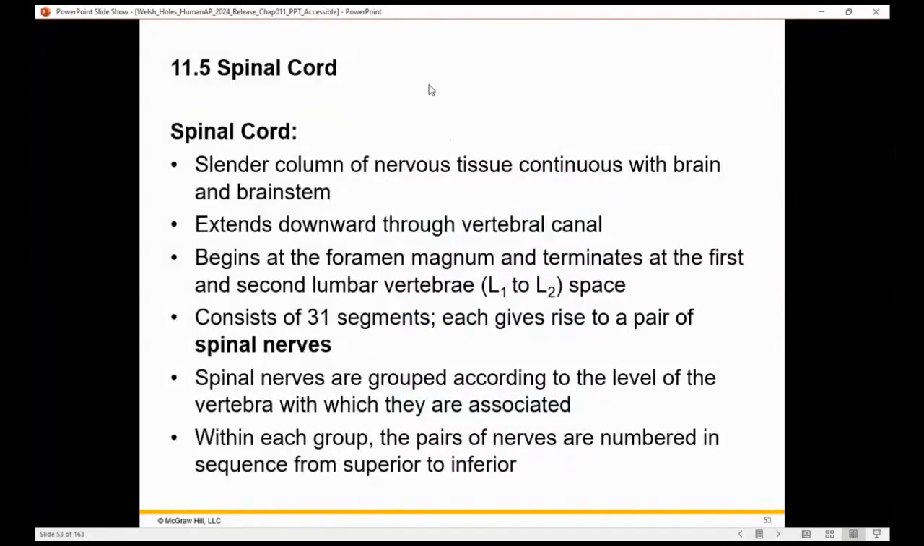Okay, moving down to the spinal cord. This is a slender column of nervous tissue continuous with the brain and the brainstem. It extends downward through the vertebral canal and begins at the foramen magnum at the base of the skull and terminates at the first and second lumbar vertebrae, the L1 to L2 space. It consists of 31 segments, and each gives rise to a pair of spinal nerves. The spinal nerves are grouped according to the level of the vertebra with which they are associated. And within each group, the pairs of nerves are numbered in sequence from superior to inferior.